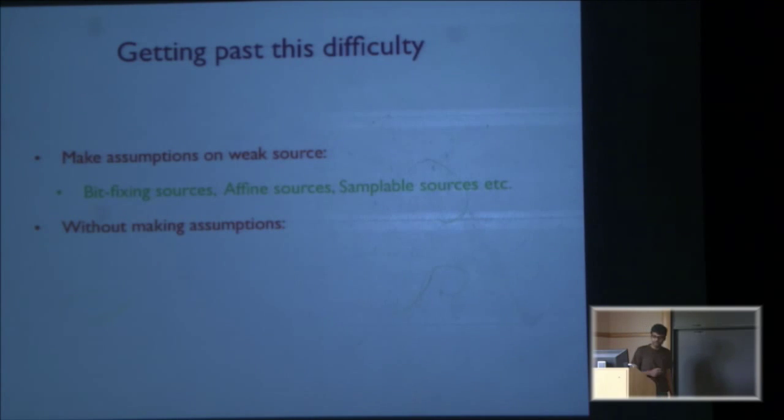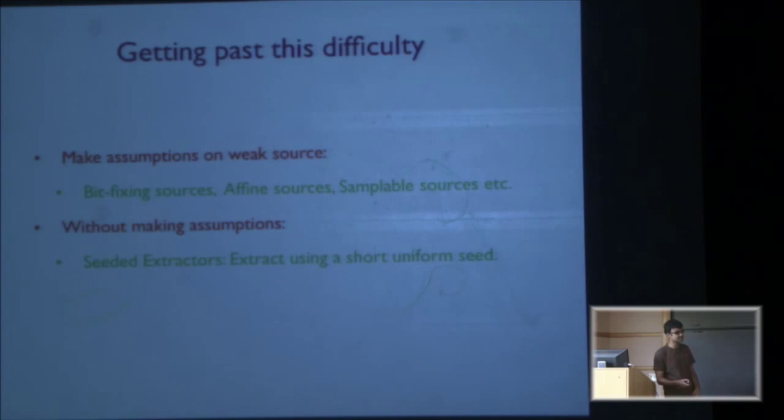Another way is maybe without making assumptions, but with access to more weak sources. So in all those cases, especially the last one, is there an extractor which doesn't use any randomness? Yeah. For samplable sources, for polynomial size circuits, there are some extractors. There are some impossibility results as well. But you have to make assumptions. Also for AC0 circuits, there are better known extractors.